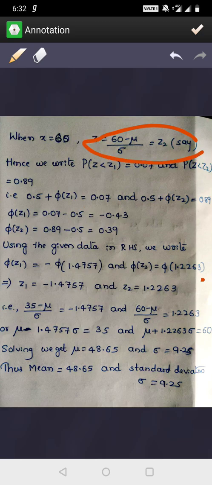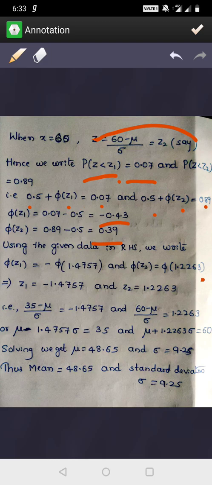Then hence we write probability of z less than z1 is 0.07 and probability of z less than z2 will be 0.89. Then probability of z less than z1 can be written as probability of z less than or equal to 0 plus phi of z1. So 0.5 plus phi of z1 is 0.07, 0.5 plus phi of z2 is 0.89. We want phi of z1 and phi of z2. So take 0.5 to the RHS, then subtract, and we'll get minus 0.43 and 0.39.